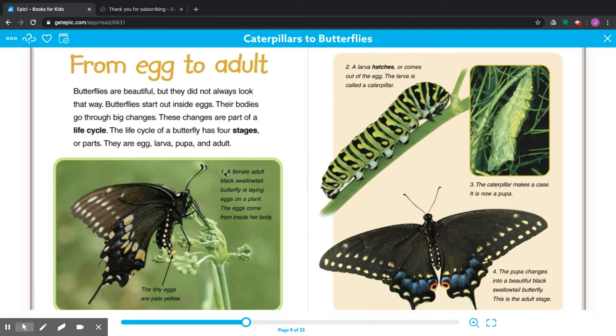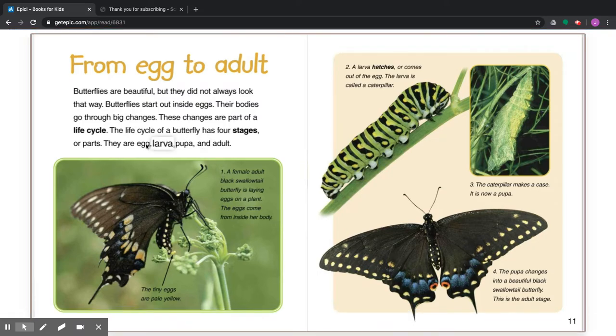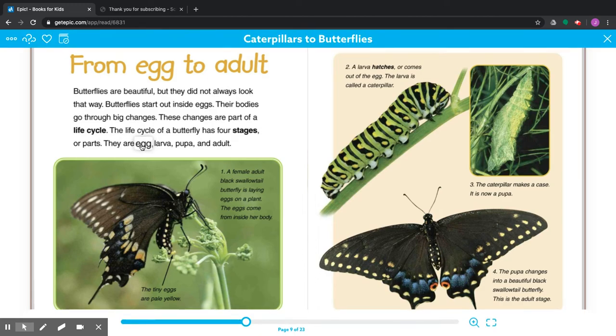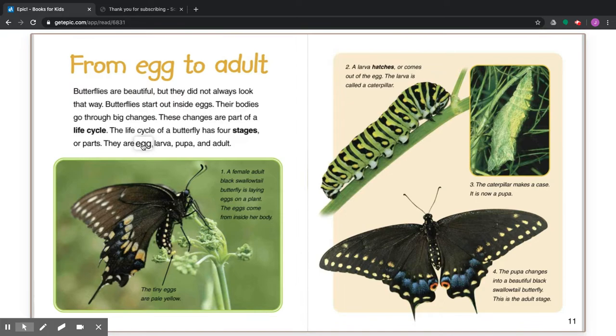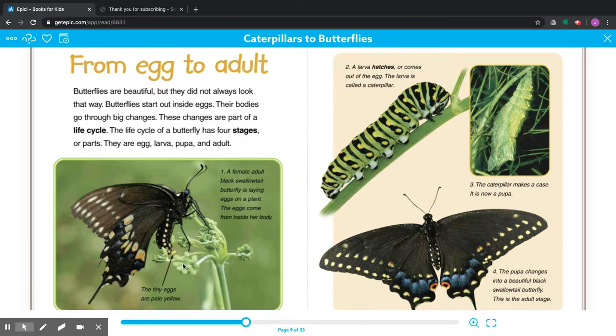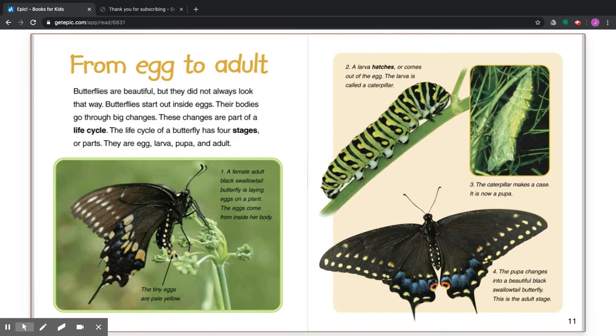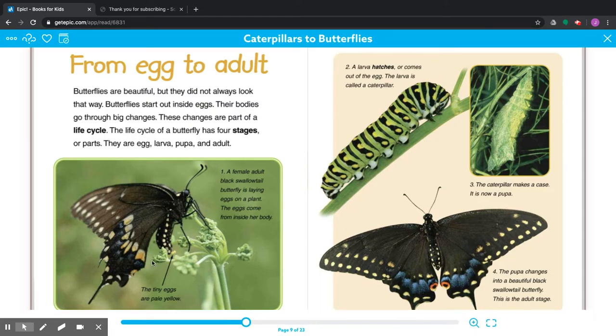What does this one mean? What do you think? Oh, look up here. The four stages. Egg. And this picture is showing me about the eggs that the butterfly is laying. So that would be the one that refers to stage one of a butterfly's life cycle. Then down here, there is a label that's showing me what something specific in the picture is. So the label is pointing to these little yellow dots. So it says the tiny eggs are pale yellow. So this black swallowtail butterfly lays tiny, pale yellow eggs.